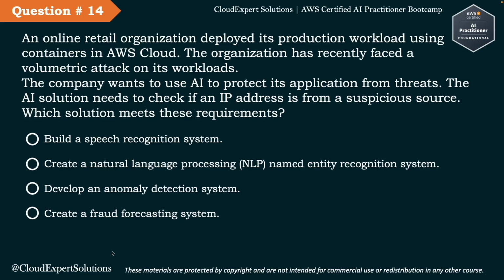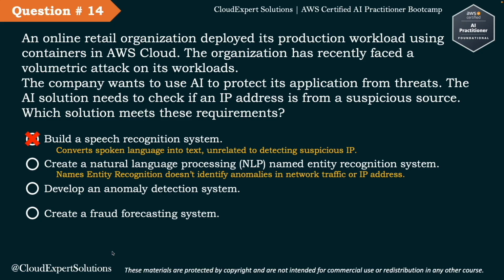Now let's review the options. Option number 1, build a speech recognition system. Speech recognition converts spoken language into text, and it is unrelated to detecting suspicious IP. Hence, this is not correct. Option number 2, create a natural language processing or NLP named entity recognition system. Named entity recognition identifies entities like names or locations in a text, that does not detect anomalies in network traffic or suspicious IP addresses. That is why option number 2 is not correct.